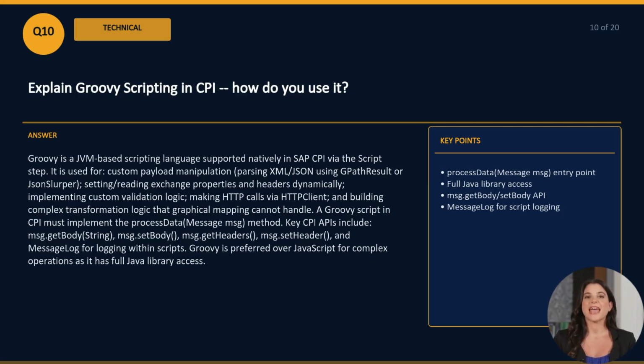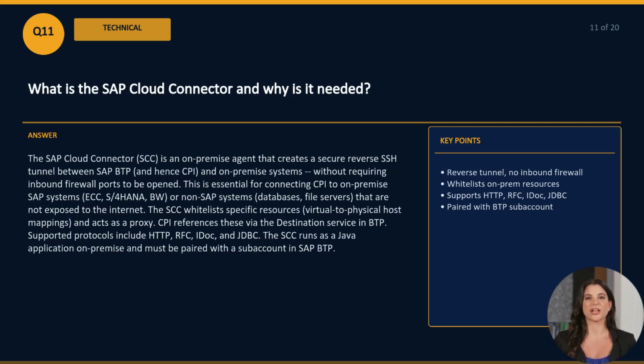How it works. Every Groovy script in CPI must implement a method called processData that takes a message object as input. That message object is your key to everything. For logging inside Groovy, use the message log object, which gives you addAttachmentAsString to add debug output to the MPL.